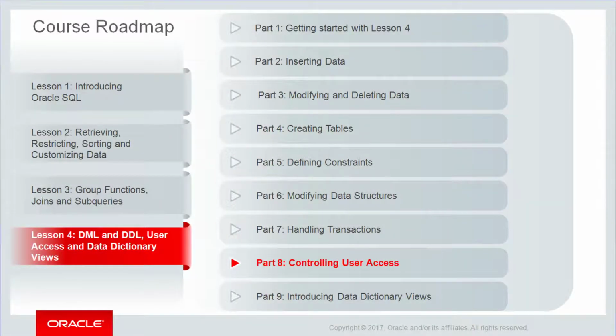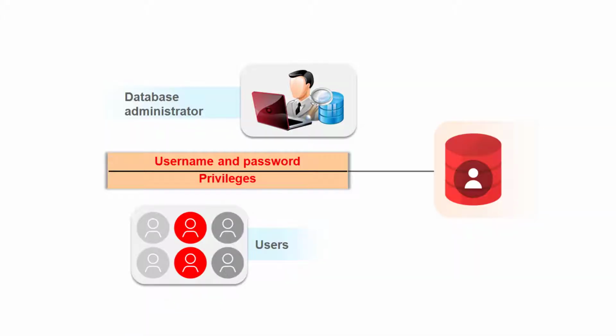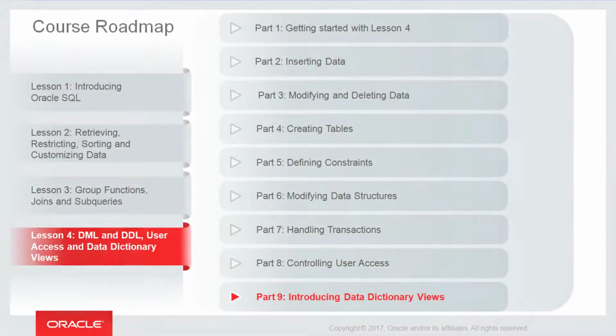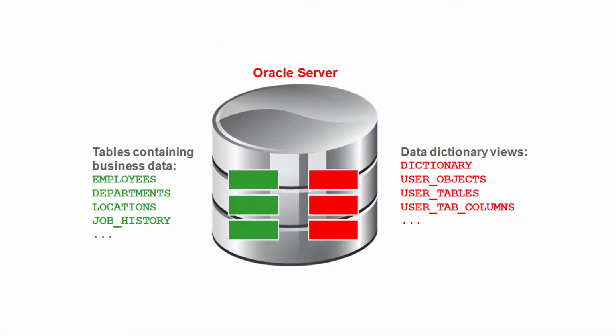In Part 8, controlling user access, you learn to create new users and provide privileges and restrict access to a database. In Part 9, the last video of this course will introduce you to data dictionary views. You will learn to query these views, which come in handy when you need metadata such as owner of a table, constraints on a table, etc.